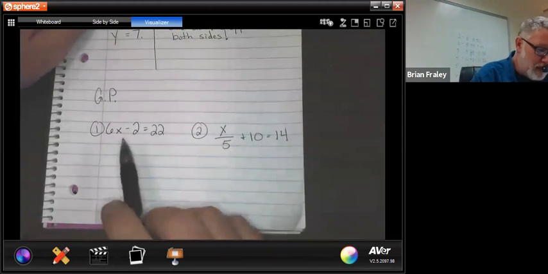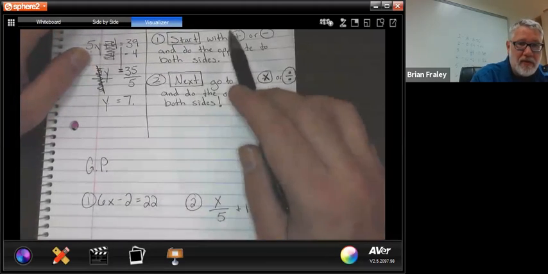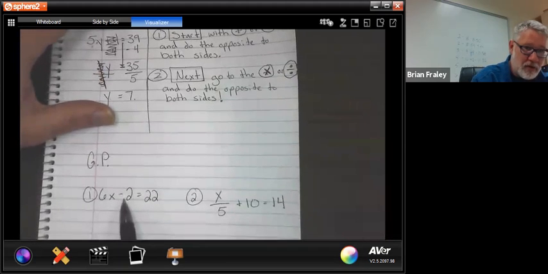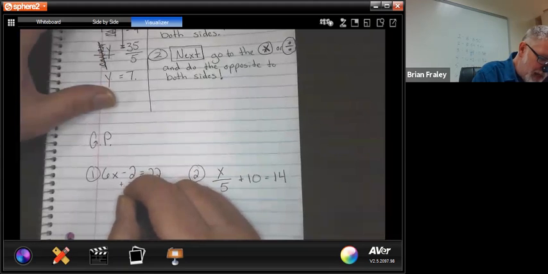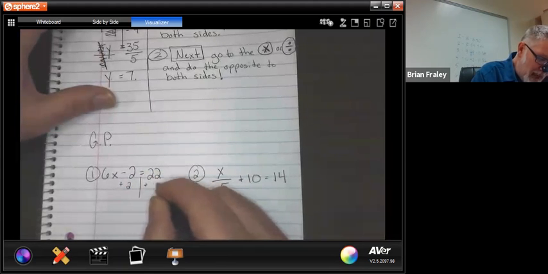by yourself. Again, step 1, and I'll go back up there so you can see, says start with addition or subtraction and do the opposite. There's minus 2. So the opposite of minus 2 is to add 2 to that side. I'm going to draw my line going down here, and I'm going to add 2 to this side.